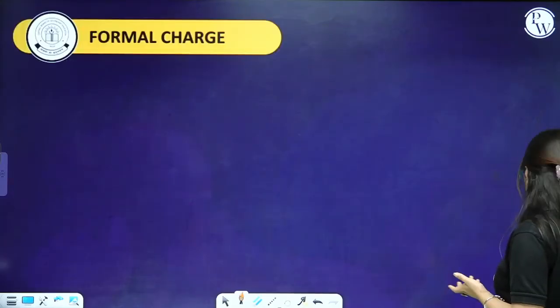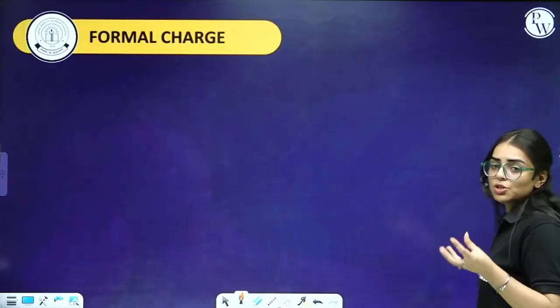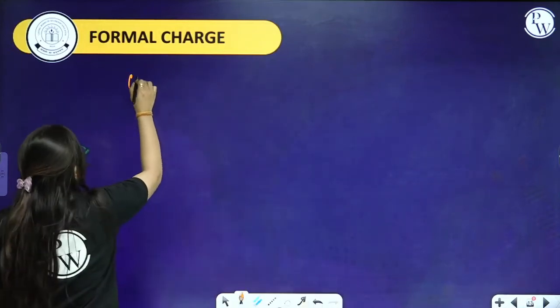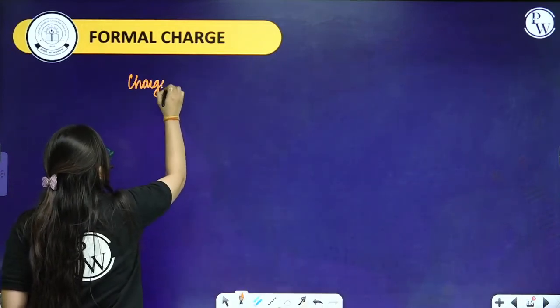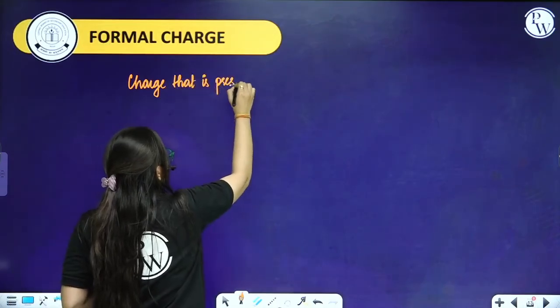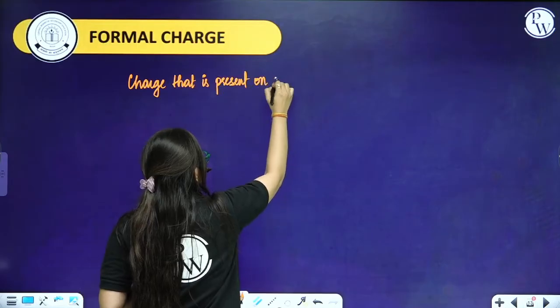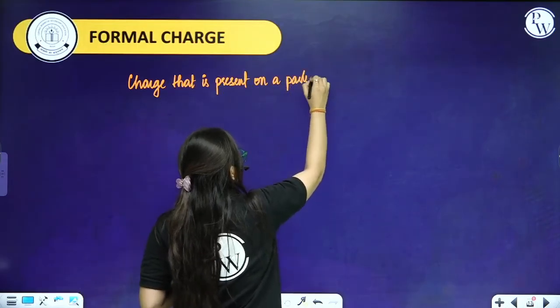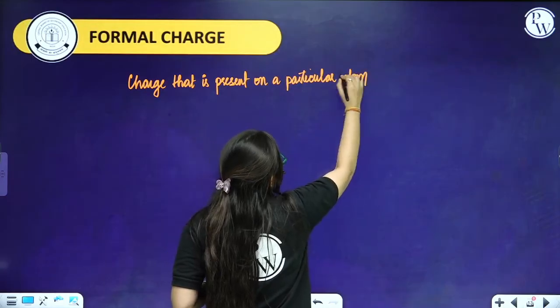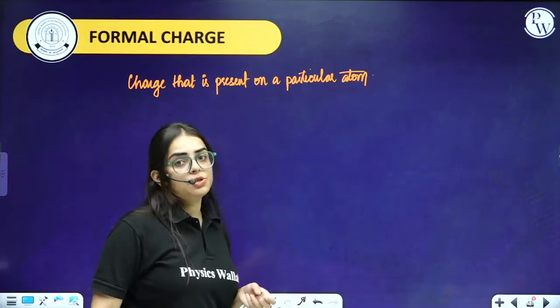Yes, students. So now we are going to start with the formal charge. What is the formal charge? What actually is formal charge? Formal charge is the charge that is present on a particular atom. The charge that a particular atom carries is referred to as the formal charge.